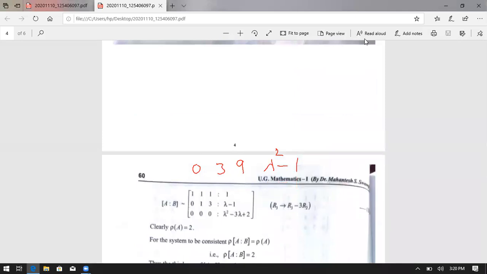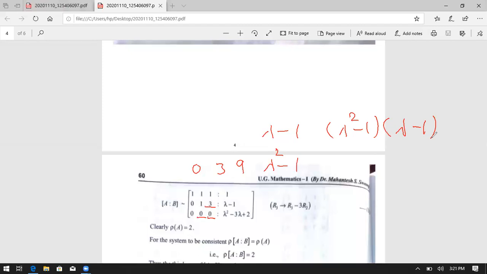R2 you multiply by this one: 0 minus 0 is 0. Next 3 is there, 3 minus 3 is also 0. Next 9 is there: 3 times 3 is 9. This 3 multiplying this one, 3 times 3 is 9, so 9 minus 9 is also 0. Next come to the last one: lambda square minus 1 minus 3 times lambda minus 1, that is lambda square minus 3 lambda plus 2.